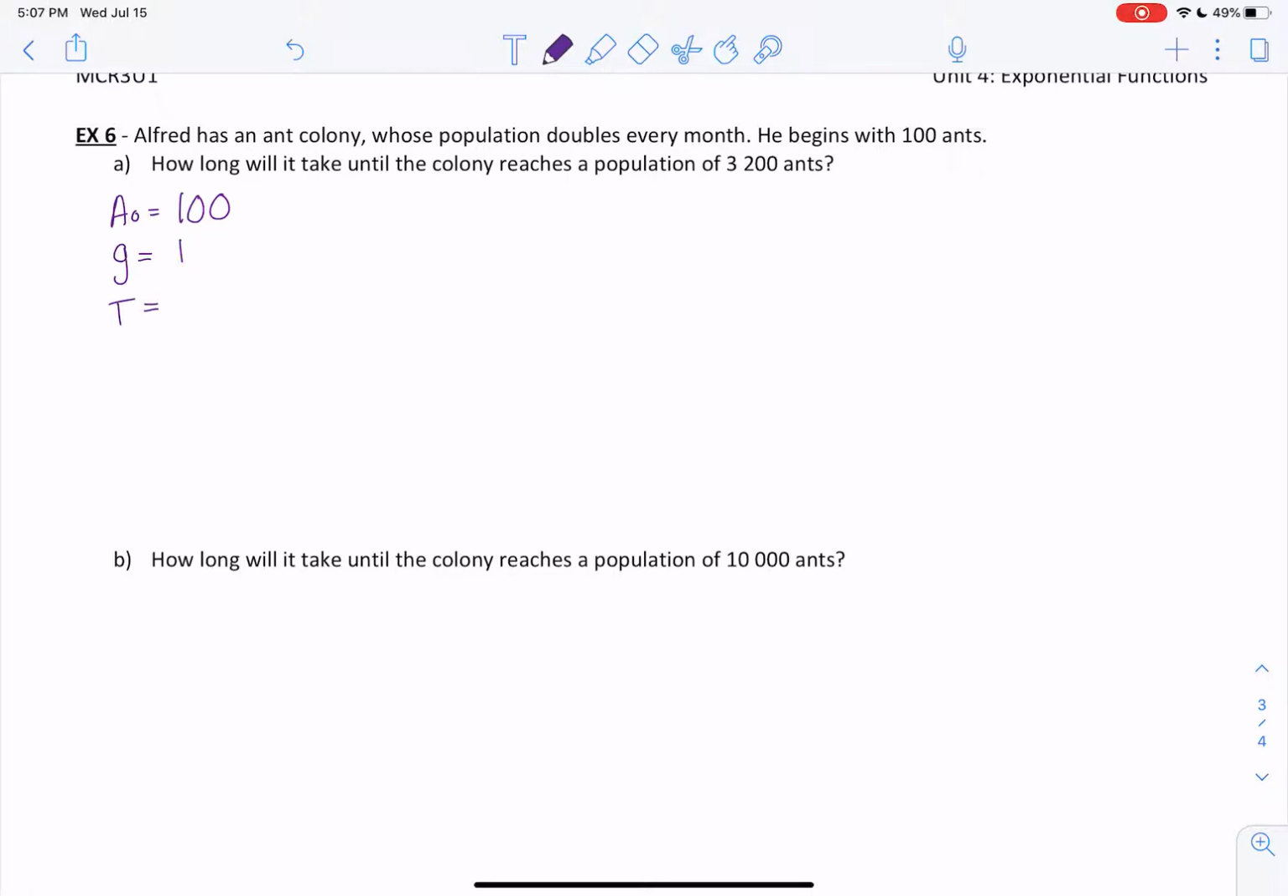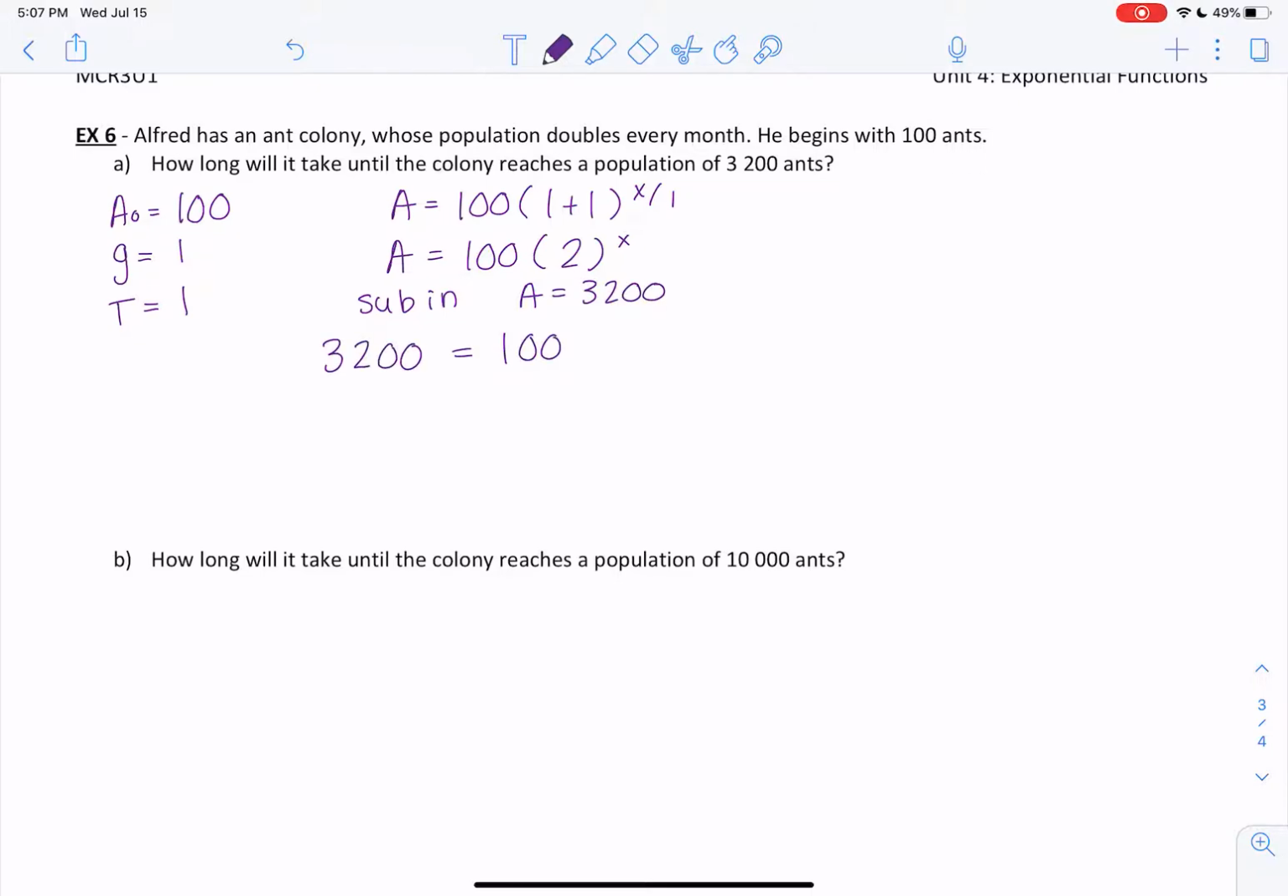And that happens every month. So we'll just put a 1, but we need to remember that everything we're doing is in months. So A equals 100, 1 plus 1, x over 1. And if I simplify that, we'll get this. And we need to figure out how long will it take for my colony to reach 3,200 ants. So we're going to sub in A equals 3,200. So 3,200 equals 100 times 2 to the x.